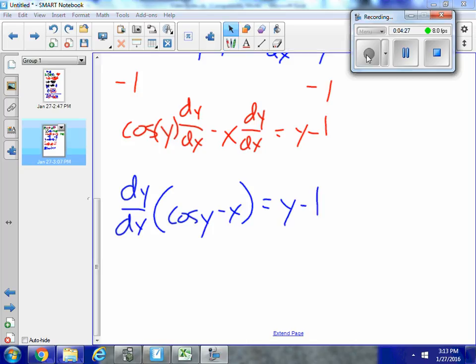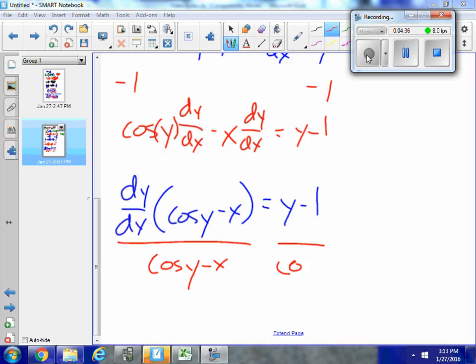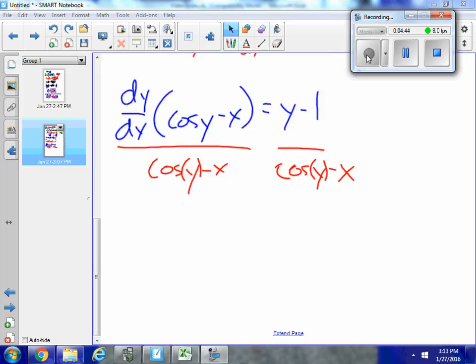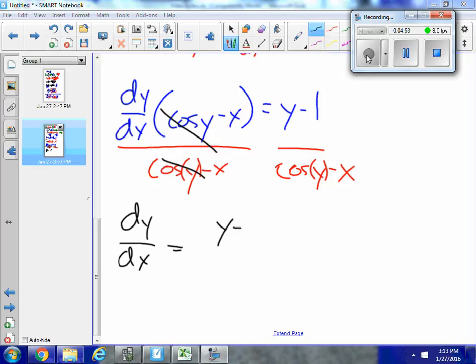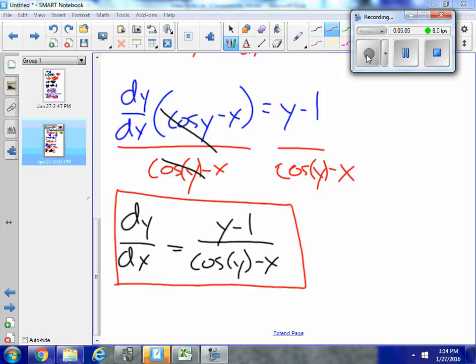And I think I'll divide both sides of this by cosine y minus x. What I wind up with, that cancels out, and I wind up with my derivative of y with respect to x is equal to y minus 1 divided by cosine y minus x. And that is the answer. That is the derivative of y with respect to x.